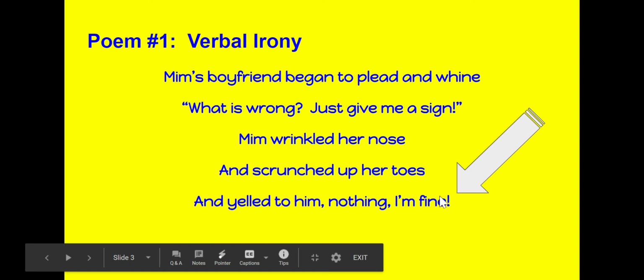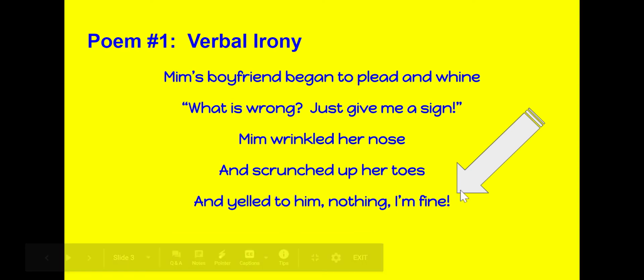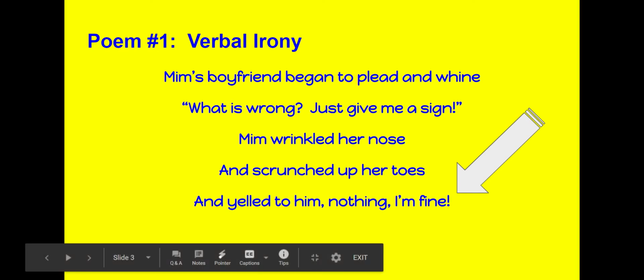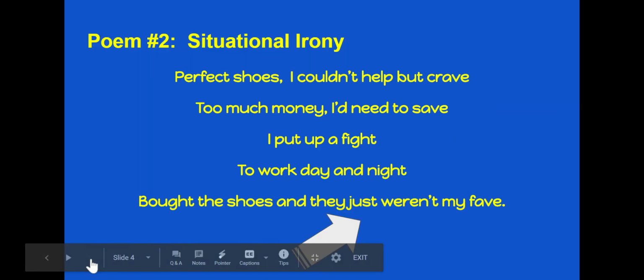So that's the definition of verbal irony. When you write your poem, you should indicate where your verbal irony is. And most likely it'll be the last line, but not necessarily. The next poem that you're going to write is situational irony.